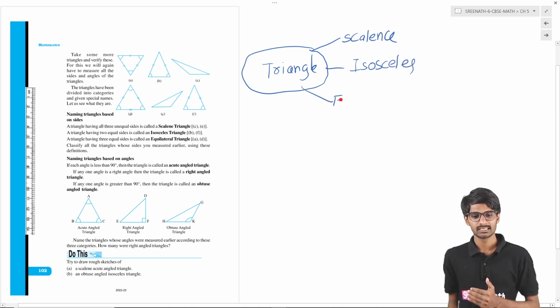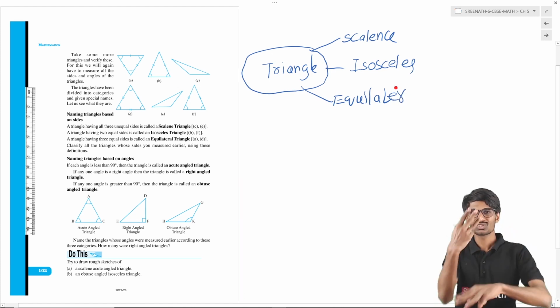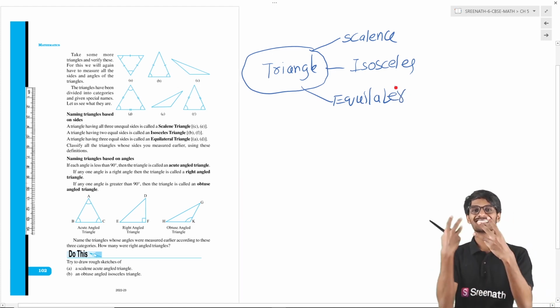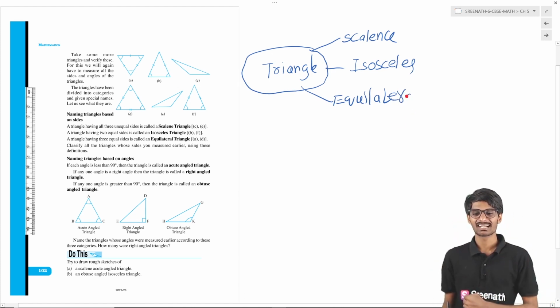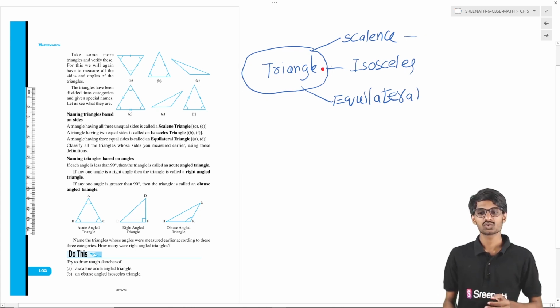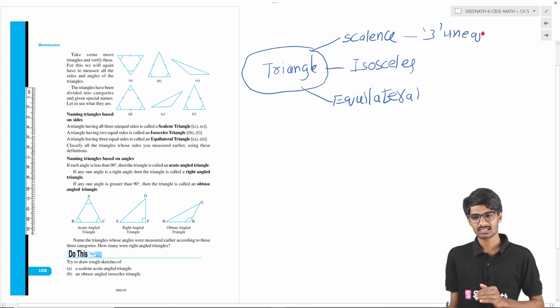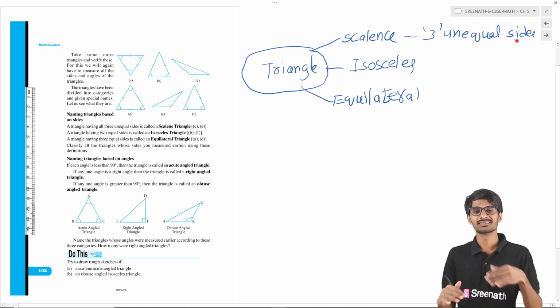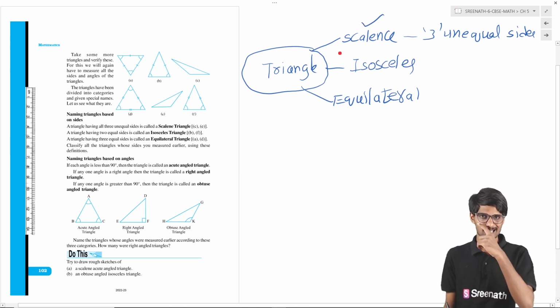Another thing is equilateral triangle. Three sides, three angles, three types of triangles. Equilateral triangle, students. So when we call a triangle a scalene triangle, if it has three unequal sides, then we say the triangle is a scalene triangle.